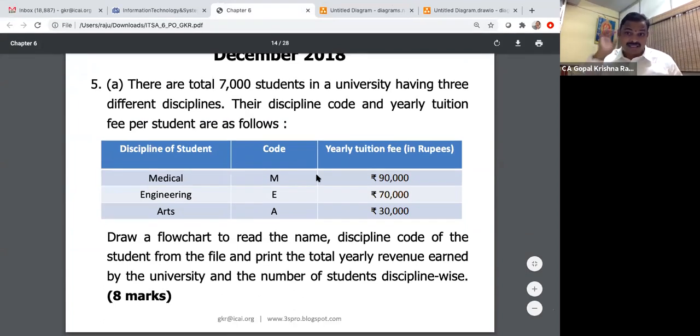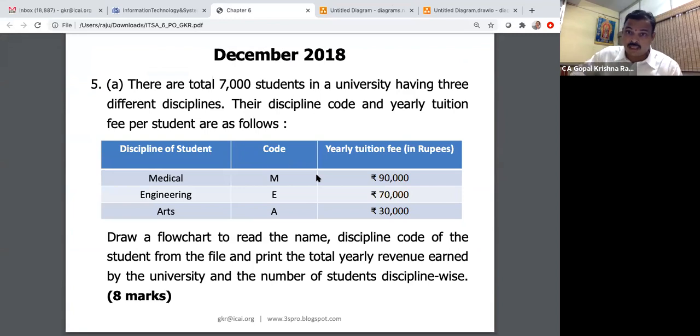So there are 7,000 students in a university. Remember guys, there are 7,000 students in a university having 3 different disciplines: medicine, engineering, arts. The discipline codes are given, M, E, A. Draw a flowchart to read the name of the student and the discipline code of the student from the file, and print the total yearly revenue earned by the university and the number of students. So in each code, find the number of students and you have to accumulate it.